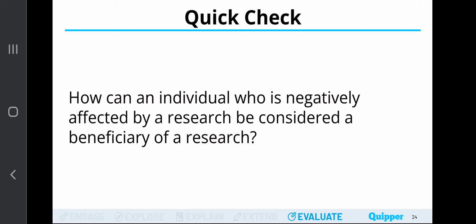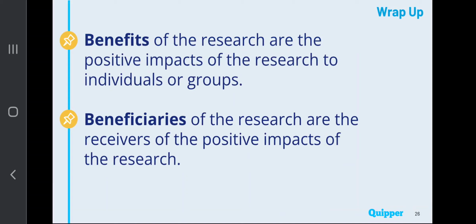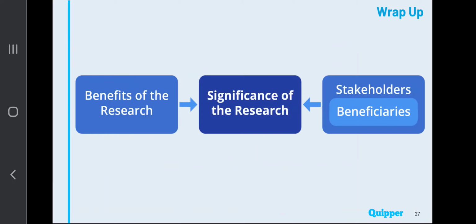Now, with this discussion, I would like to wrap up our lecture. The section on the significance of the research justifies why the study is being conducted. Stakeholders are individuals or groups that are negatively or positively affected by the research. Benefits of the research are the positive impacts of the research to individuals or groups, while beneficiaries of the research are the receivers of the positive impacts of the research.